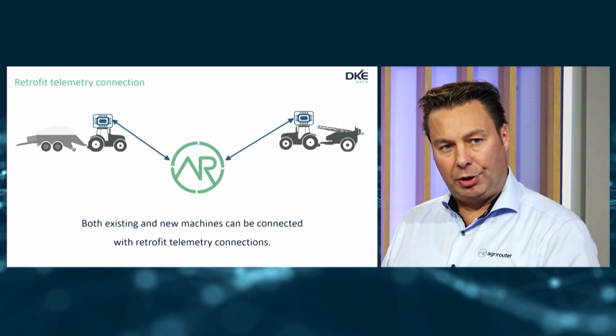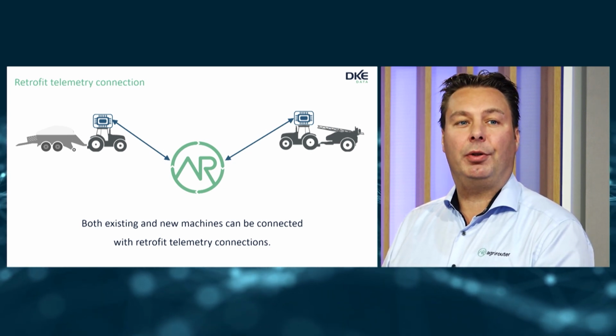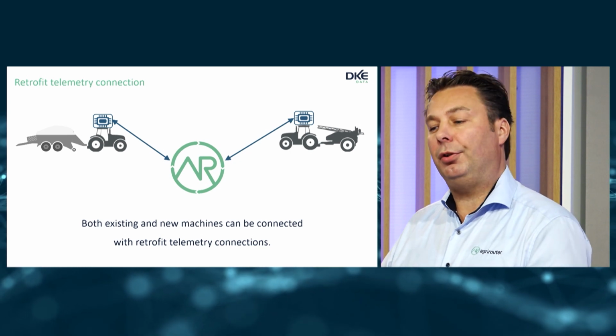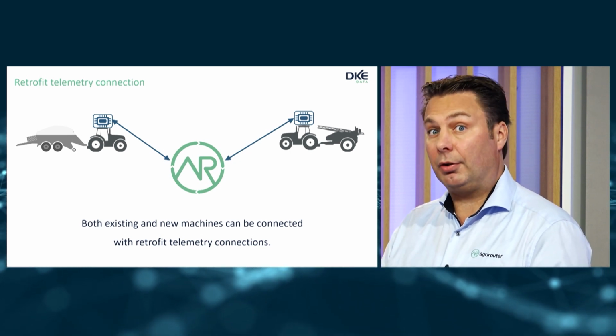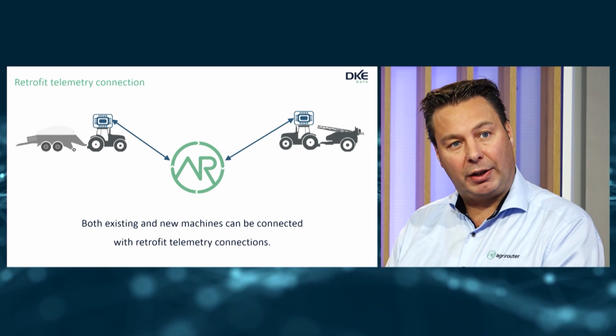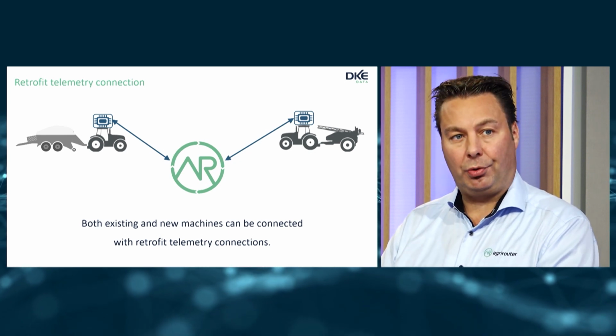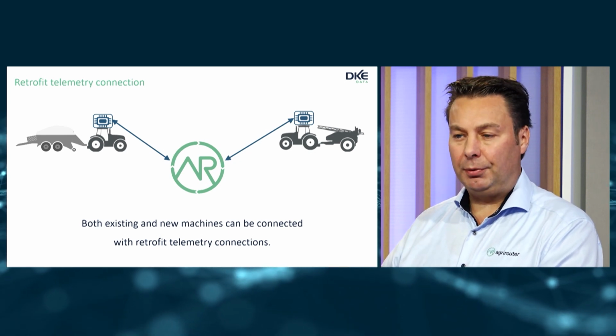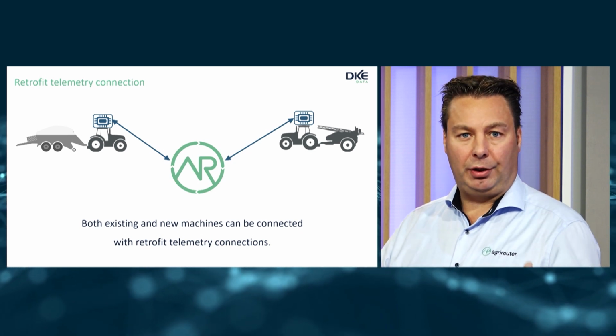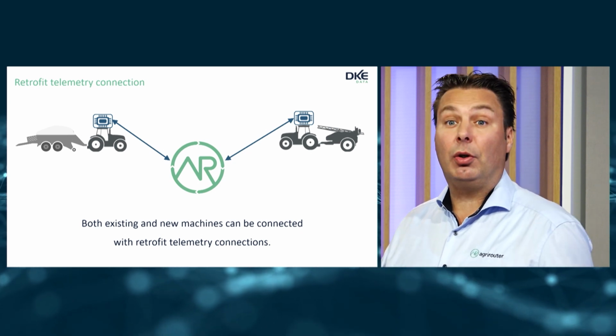So the existing machines on the farm can therefore be connected with the Agrirouter. When the farmer buys a new tractor, he can say, okay, this new tractor should also directly, ex-factory, have the possibility to connect to Agrirouter. But with these retrofit units, he can use it for the existing machines, and also for new machines.